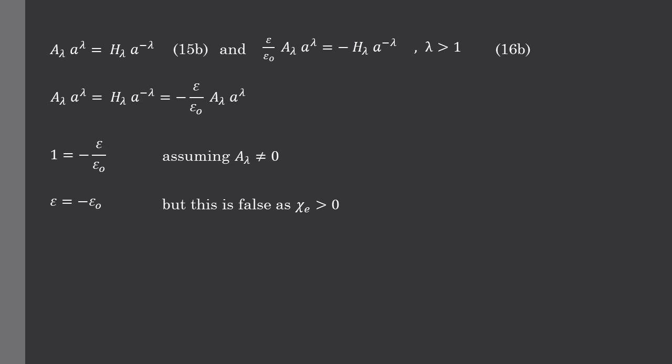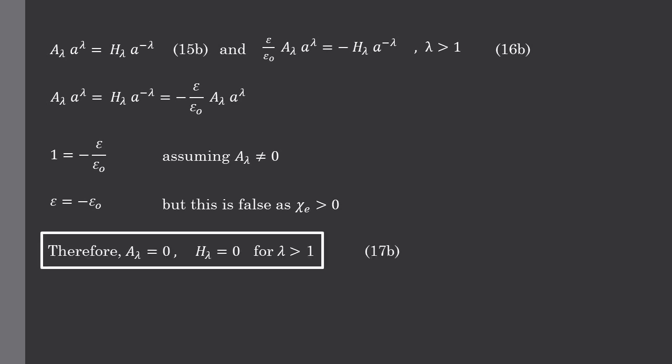And that makes us look back at our assumptions. We assumed that little a sub lambda was not 0, but if little a was 0, then we're basically saying there wasn't a cylinder. That's not really a physical case, so we can get rid of that. The only other assumption we made was capital A sub lambda was not 0. So that has to be the case. Capital A sub lambda has to be 0, and that means h of lambda is 0 as well for lambda greater than 1. And we can write that as 17b. So we've managed to eliminate all the a sub lambda terms other than a sub 1.